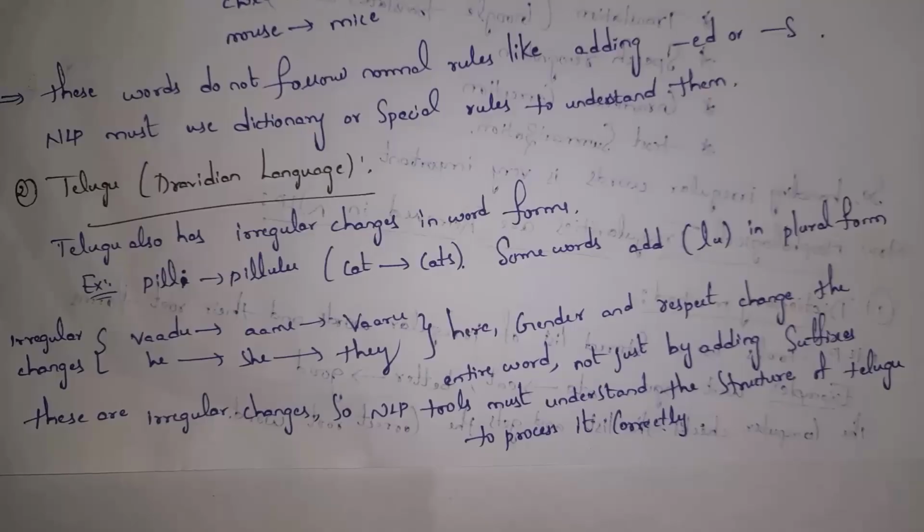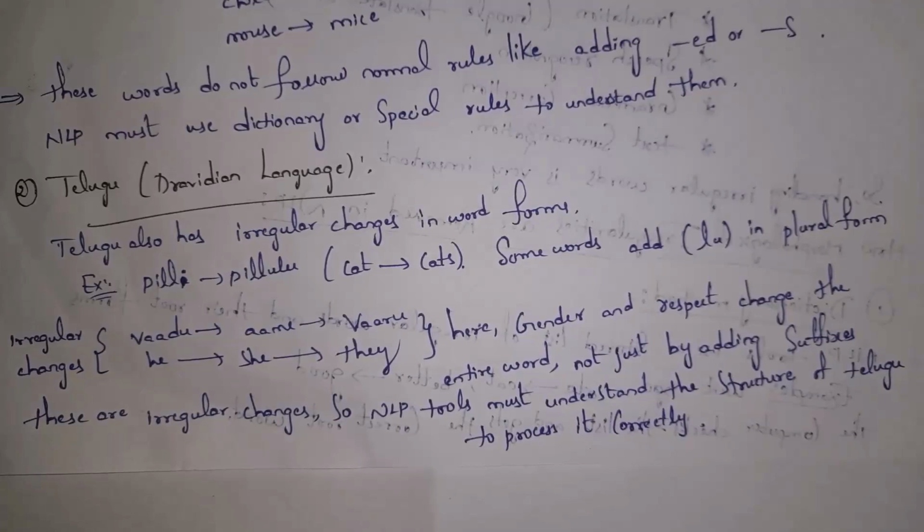So if you want to convert any word to plural form in Telugu, at last we need to add lu. But there are some irregularities in Telugu. For example, if you consider he, she, they, in Telugu, he means vadu, she means ame, and they means varu. Here if we change gender, or if you convert to plural form, the entire word changes. Here we are not adding any prefix or suffix. So this is an example of an irregular form in Telugu.